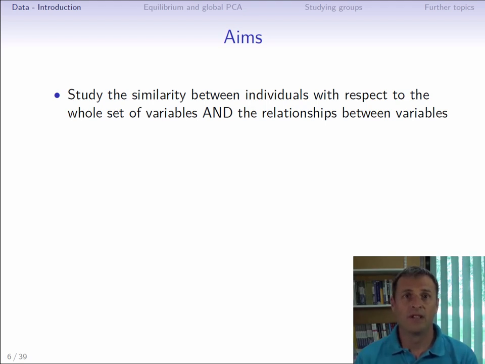In the majority of examples, the problem or problems will be the following: to study and describe the set of individuals using all variables, and describe the relationships between variables in one group or from one group to another. These goals coincide with those of PCA and MCA.